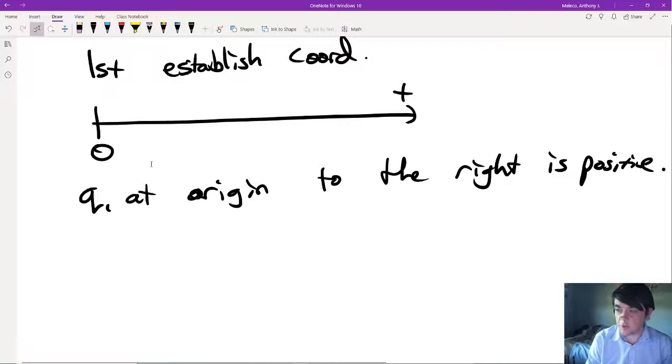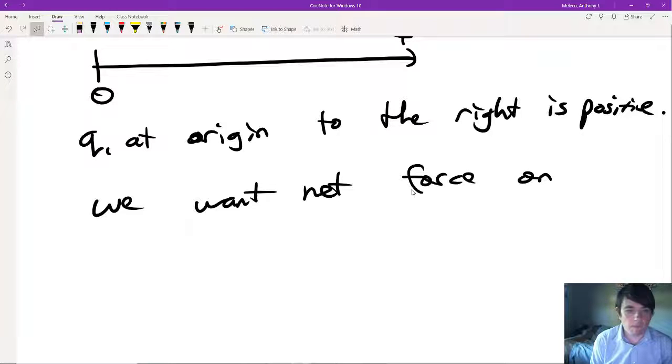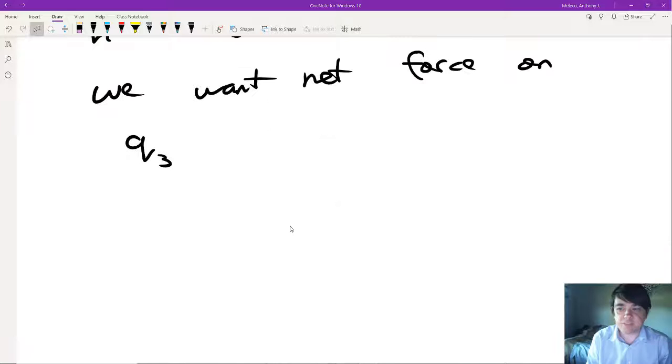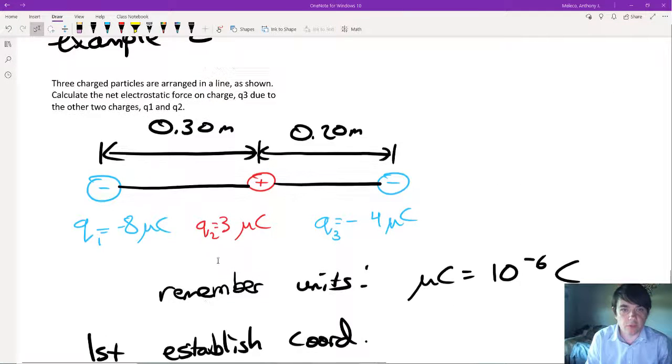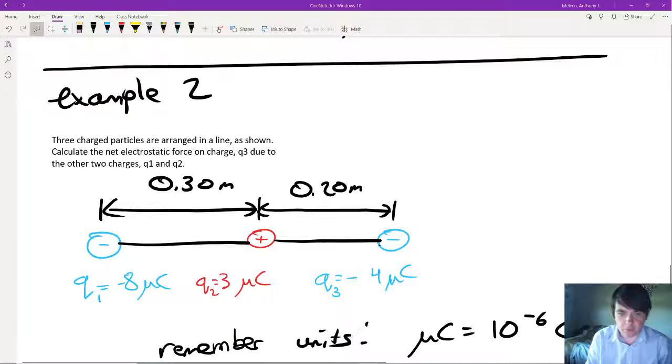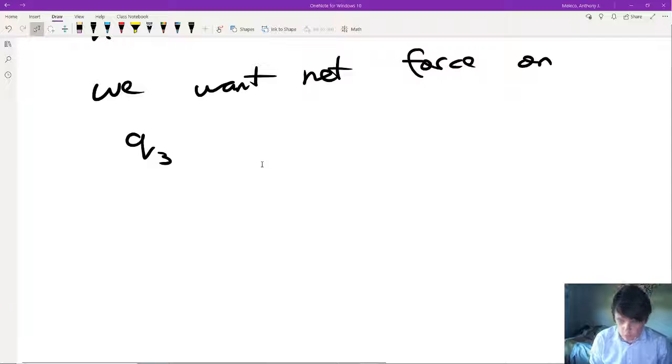Okay, so we want the net force on Q3. Because we want the net force on Q3, we look at our diagram right here. This is Q3. Now Q3 is going to be attracted to Q2, aka the force will be on the left, and will be repelled by Q1 because they're both negative.